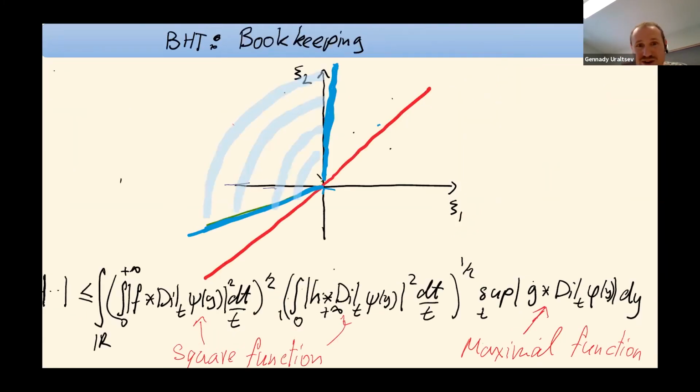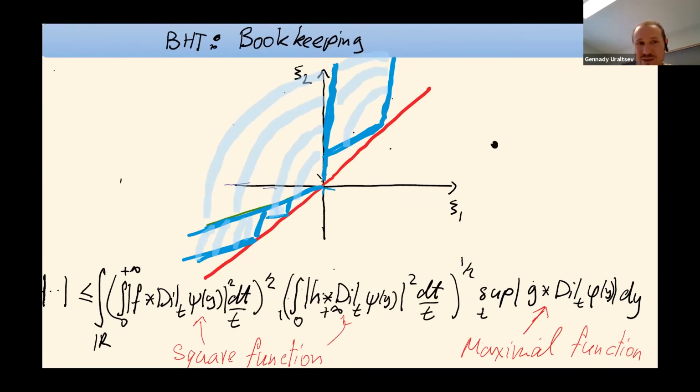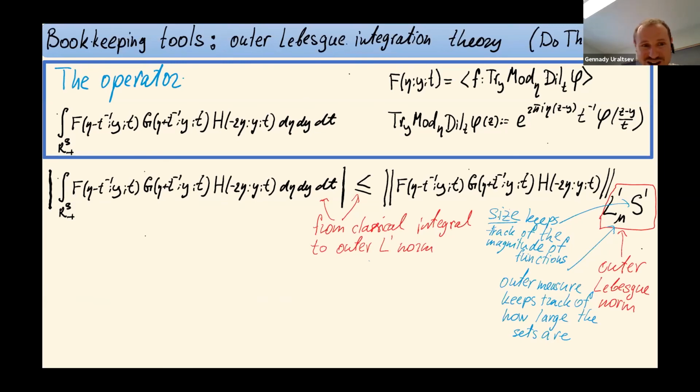And the rest is bookkeeping, because once you do one piece, you have to do what remains, and then you have to do what remains, and so on and so forth. And you just have to be able to bookkeep and sum them up. And here comes in the other crucial ingredient, that is the outer Lebesgue theory. At this point, I think I'm running out of time, so I'll go quite quickly over this.